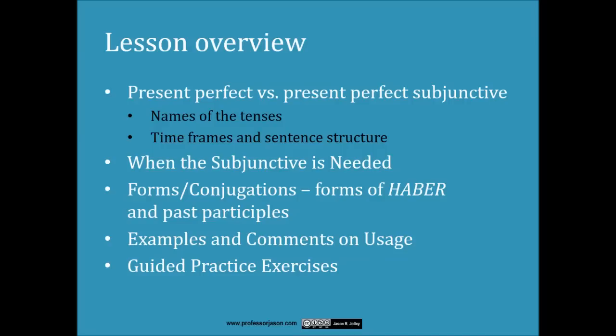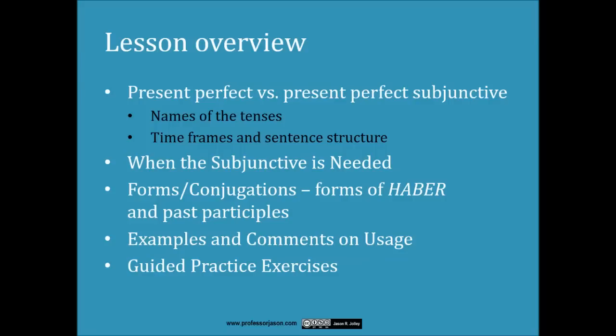First thing we're going to do is look at the present perfect indicative, or regular present perfect if you will, and draw some contrast between that and the present perfect subjunctive. We'll look at the names of the tenses, but we'll also look at the time frames, some differences and similarities there, and sentence structure. Then we're going to get into quickly, when is the subjunctive needed? In what situations do you have to use the subjunctive? And that analysis applies to the present perfect subjunctive.